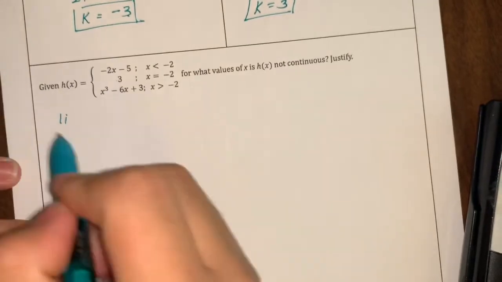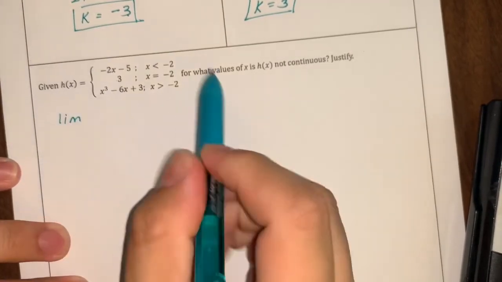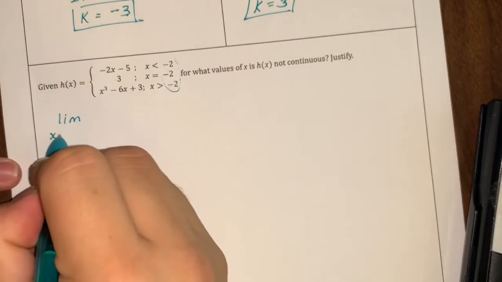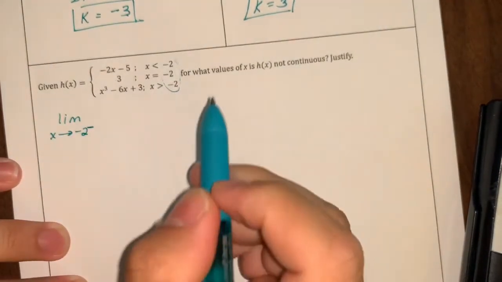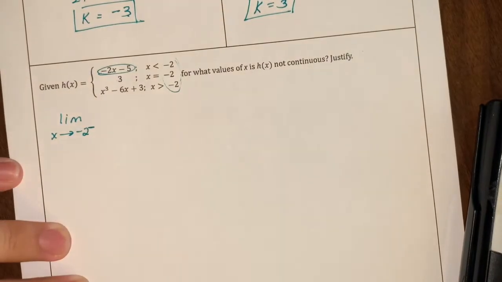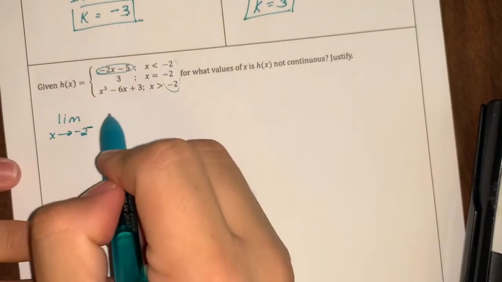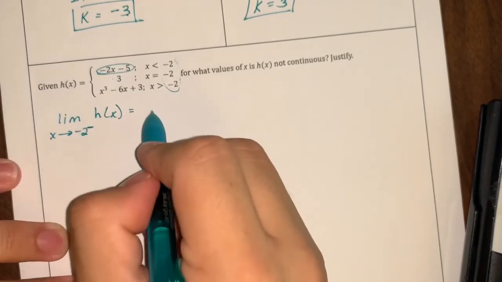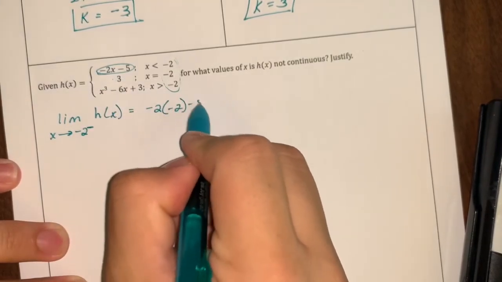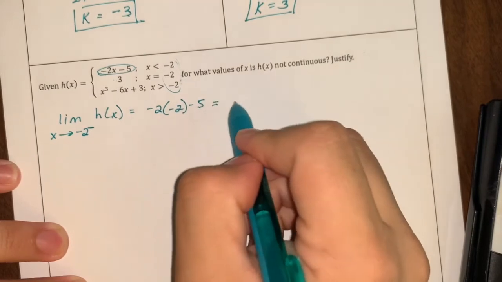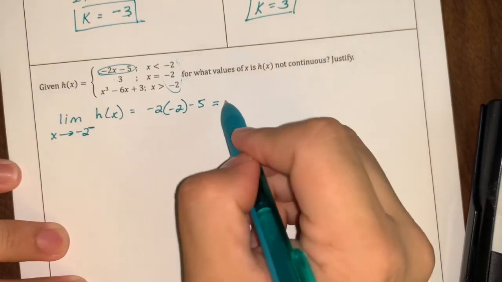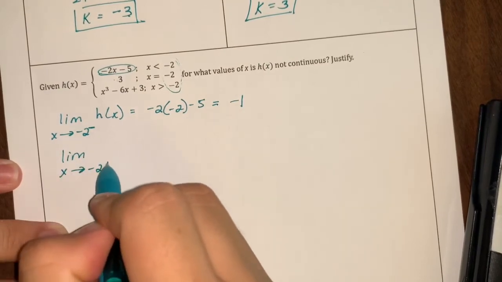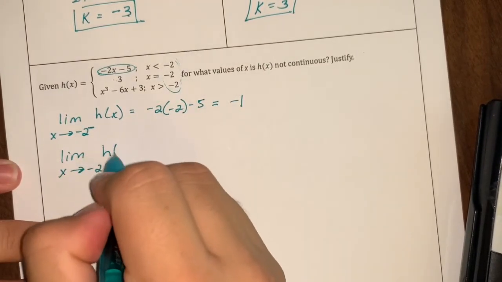Let's do the limit. So obviously the x value we're looking at is -2. If I looked at the limit as x approaches -2 from the left, we're looking at this function right there, right? So if I plug in -2 into this, I get -2 times -2 minus 5, that's positive 4 minus 5, which is -1.